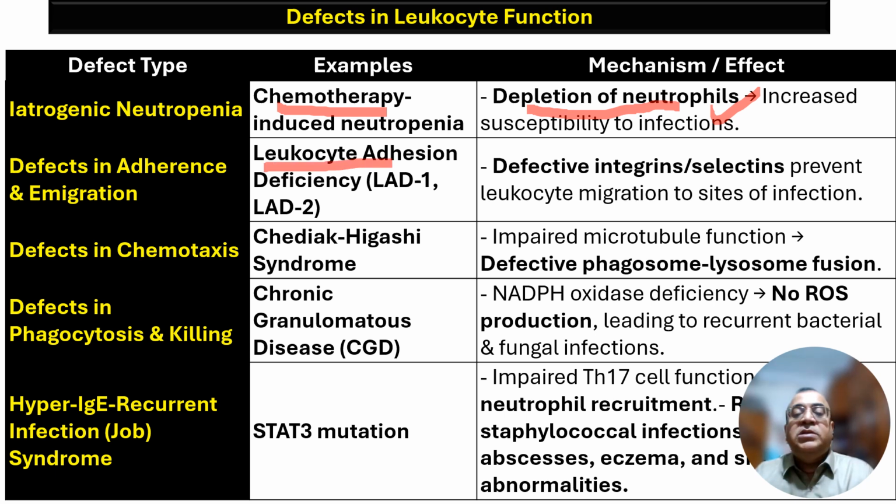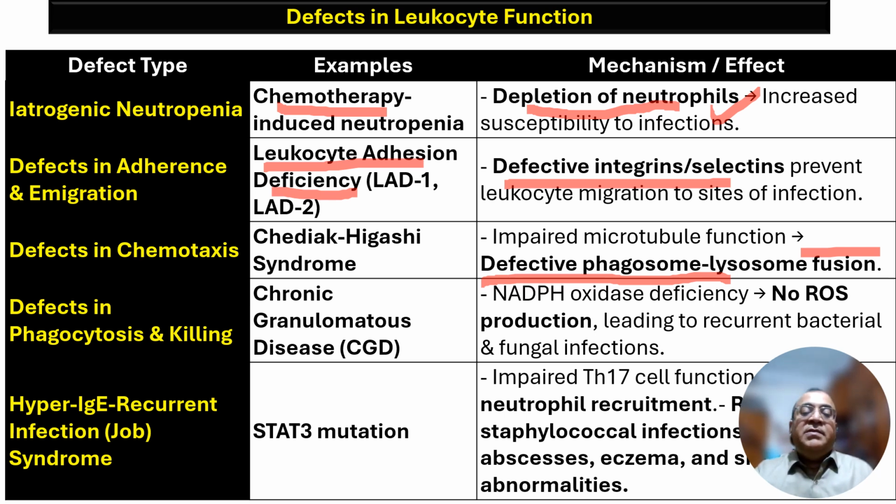So the conditions are leukocyte adhesion deficiency type 1 and 2, and in this condition there is defective integrin or selectin that prevents migration of the leukocyte to the site of injury. Then there is defect in chemotaxis, and one example is Chediak-Higashi syndrome, in which there is defective microtubule function. This defective microtubule function will result in defective phagolysosome fusion.